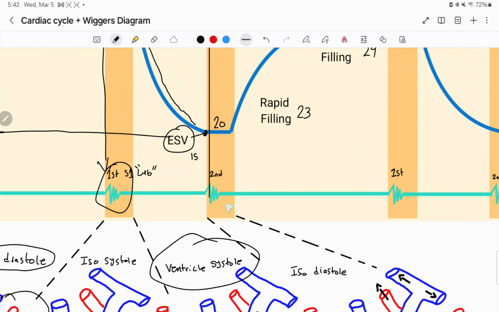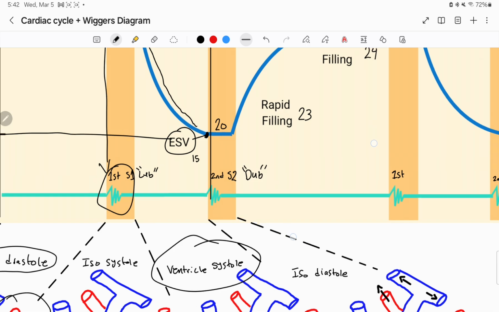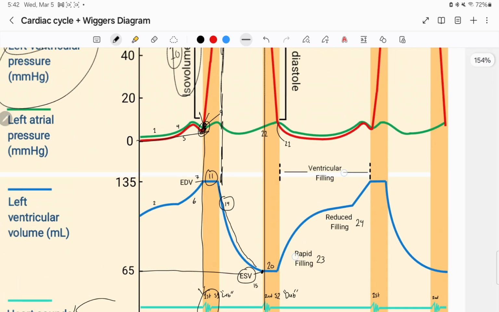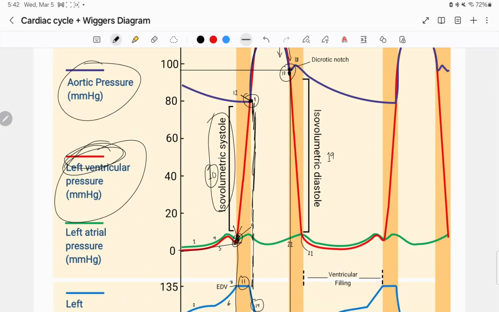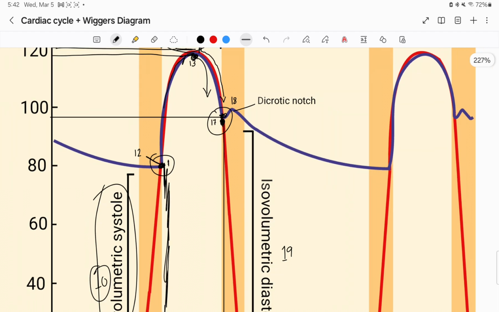Because the aortic pressure is dropping down and the left ventricular pressure is dropping down, but the left ventricular pressure drops down greater, that means it becomes lower than the aortic pressure, it's going to snap close the semilunar valves, causing the second heart sound, or the S2 sound, or the dub sound, if you want to call it, the lub-dub. So now you know what the second heart sound is. It's because of the semilunar valves closing. What else, guys? What's after number 17?